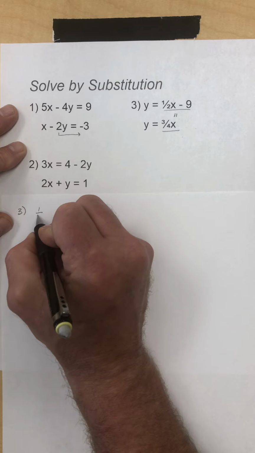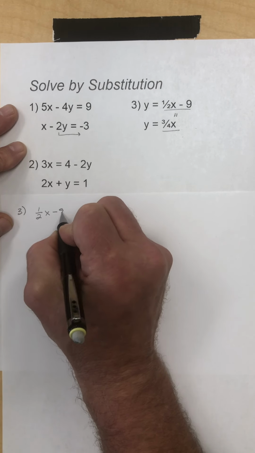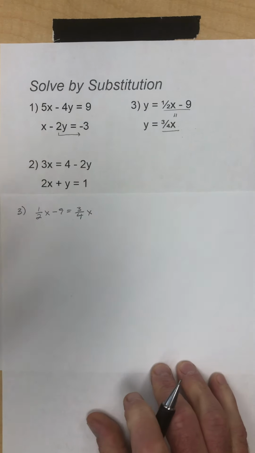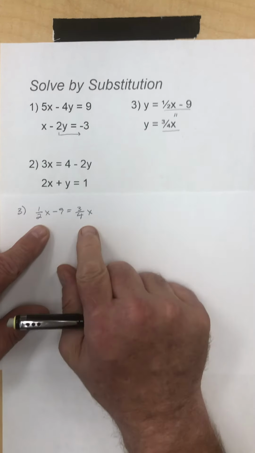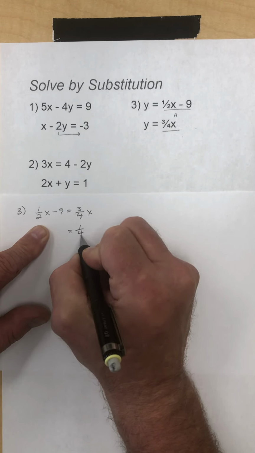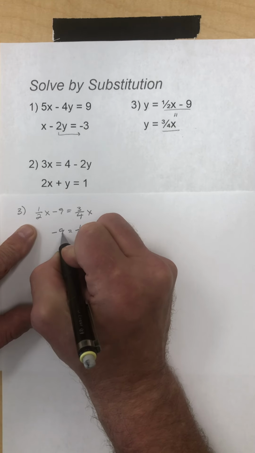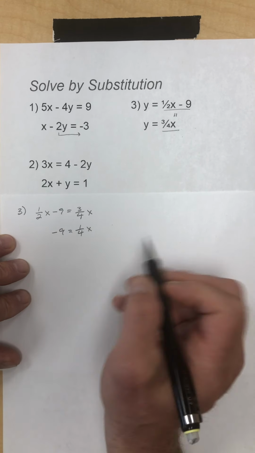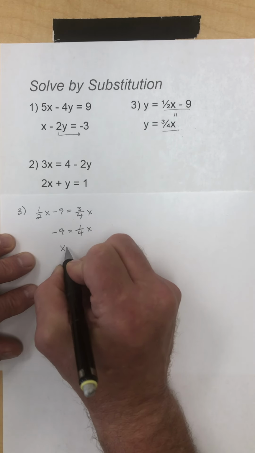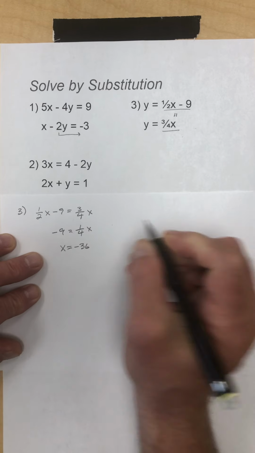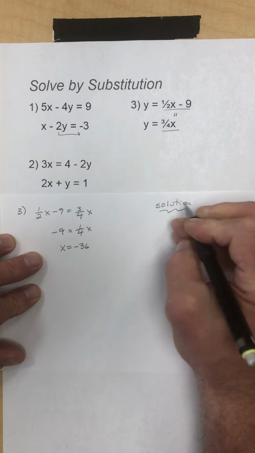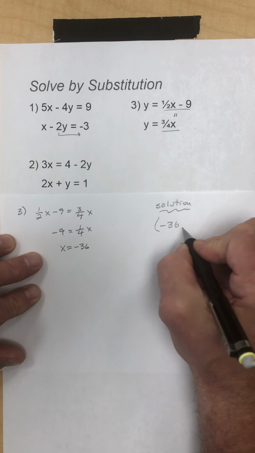So we get 1/2 x minus 9 equals 3/4 x. And we've got to solve that. So if I subtract 1/2 x from both sides, that will give me 1/4 x equals negative 9. And then I could divide both sides by 1/4 or multiply both sides by 4. Either way, I'm going to get x equals negative 36. So in my solution, I know my x coordinate is negative 36.